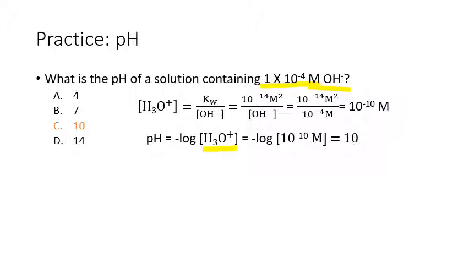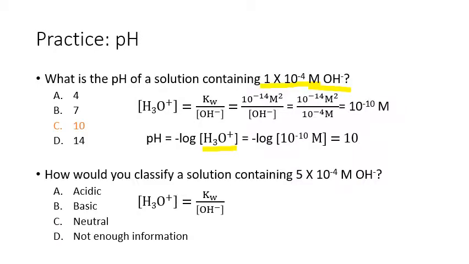So that would be the way of solving this type of problem and seeing what is the pH of the solution. They gave us the amount of OH, we turn that into H, and then we take the negative log of the H to get the pH.